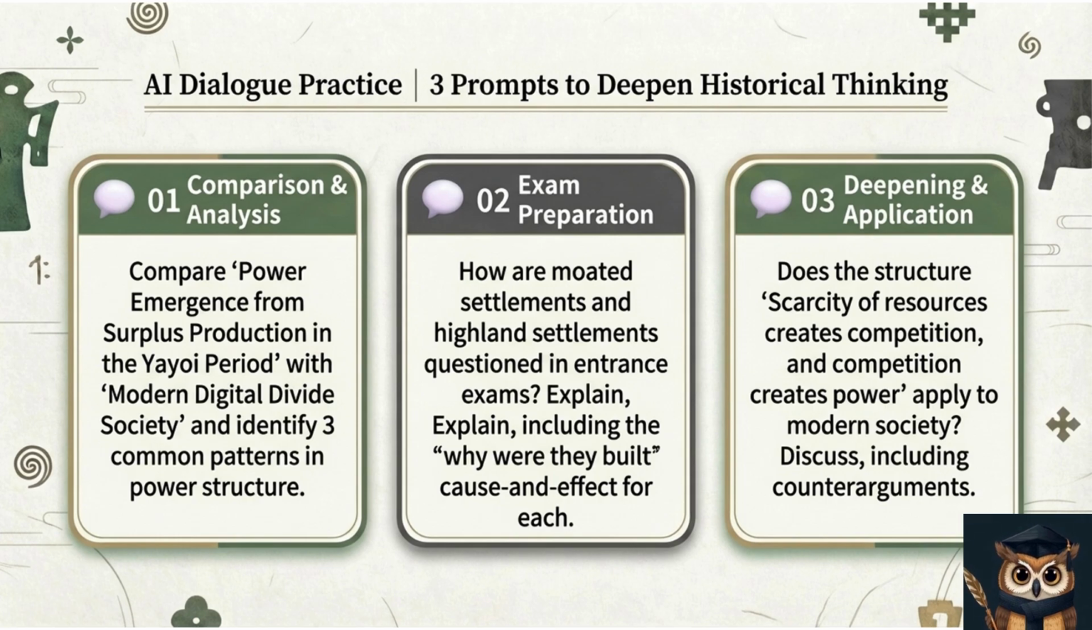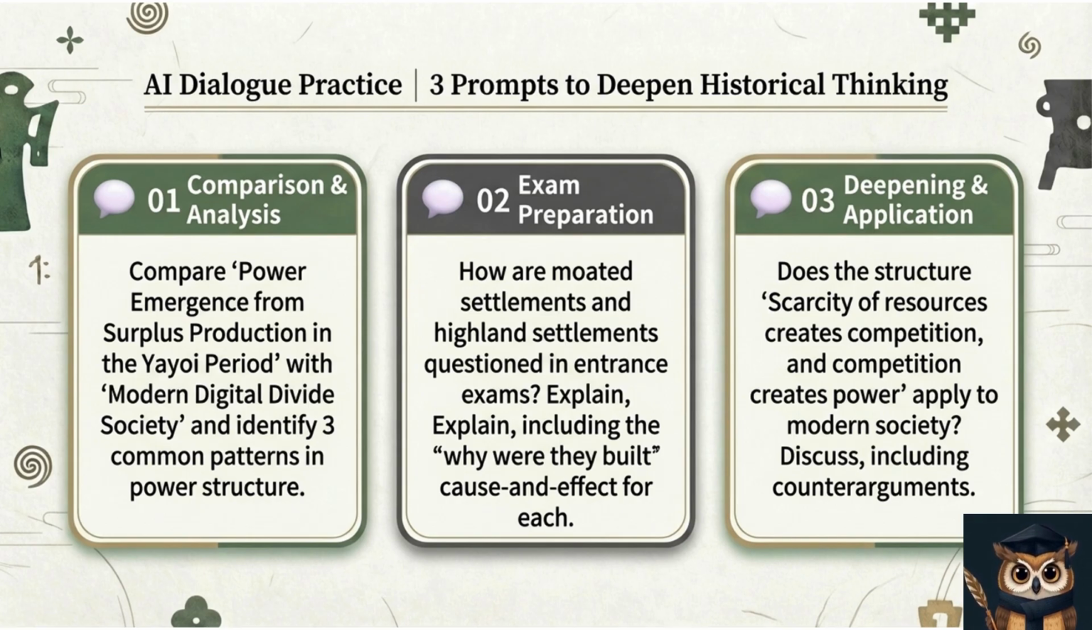Before we close, here are 3 prompts to try with an AI to deepen your thinking. These are calibrated to test structural understanding, not just factual recall. Prompt 01, Comparison and Analysis. Compare power emergence from surplus production in the Yayoi period with modern digital divide society, and identify 3 common patterns in power structure. This forces you to apply today's framework to contemporary reality, the hardest and most valuable kind of historical thinking.